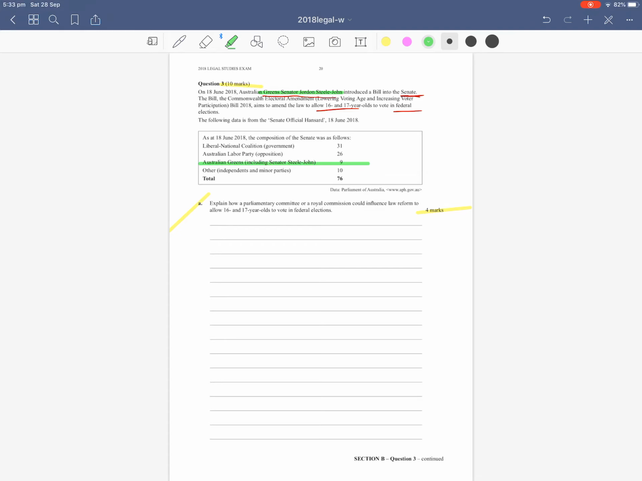Then I look at some other things. All right, who else do I have over here? We've got the Liberal National, 31. The Australian Labor Party, over here, the opposition, we've got 26 there. And we've got 10 independents. Now, what we need to do is look at the number of people in the Senate, and the question is nice enough to tell us that it's 76, right? So 76 divided by 2 is 38, but we don't need 50%, we need 50 plus 1. So in order to pass a bill, we are going to need 39 votes, right?